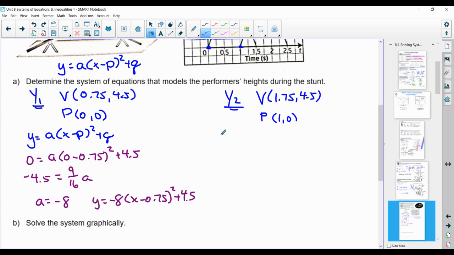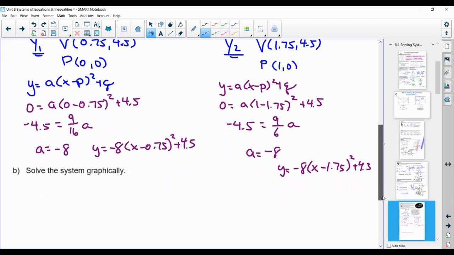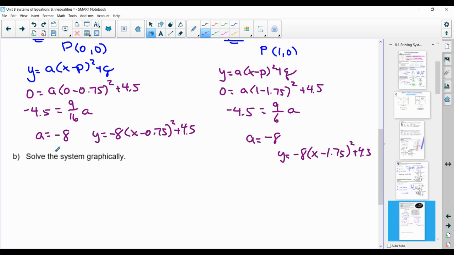Once again, we're subbing into our equation. We have y equals a times (x minus p) squared plus q. So we have 0 equals a times (1 minus 1.75) squared plus 4.5. Rearranging and simplifying, we have negative 4.5 equals 9 over 16 a. And when we divide negative 4.5 by 9 over 16, we get negative 8. So for this equation, we're going to have y equals negative 8 times (x minus 1.75) squared plus 4.5. And if you remember from our quadratics units, essentially these are the same graphs except that they've been shifted or translated.